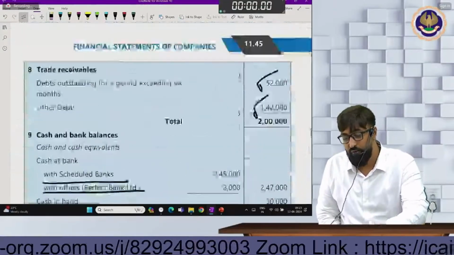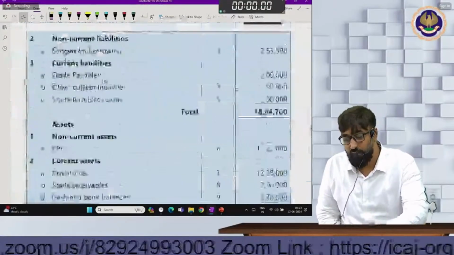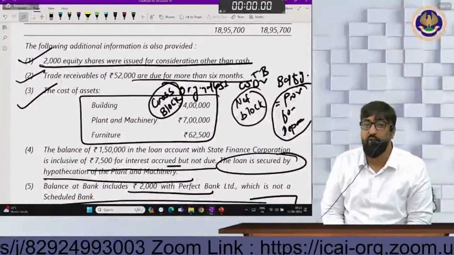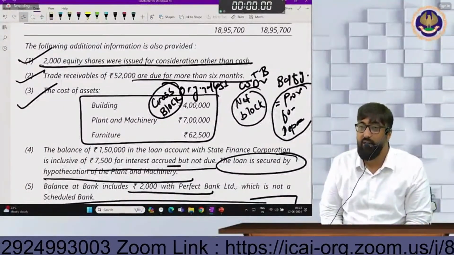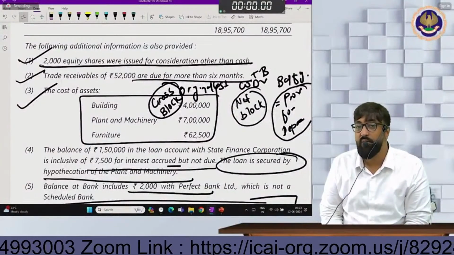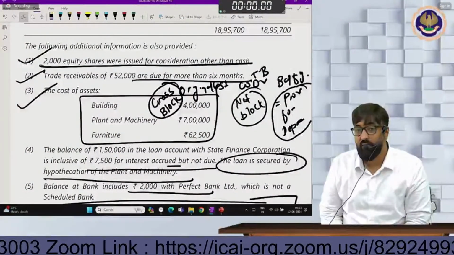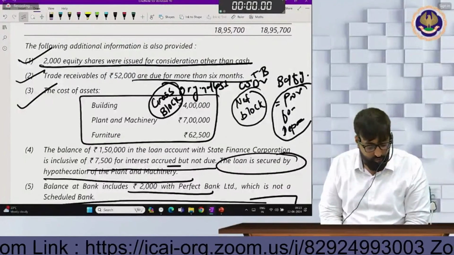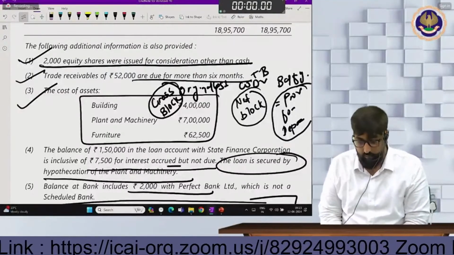So Sayanto, can you tell me one more time कौन से notes आप लोग दोगे? 2000 equity shares were issued for consideration other than cash. You will write in which note? Sir, under share capital. Very good. फिर second note. Trade receivable.